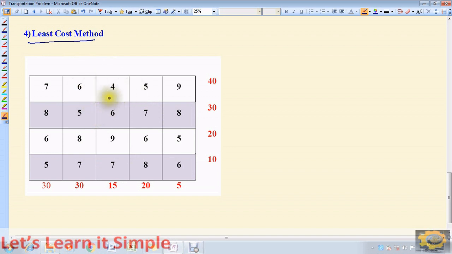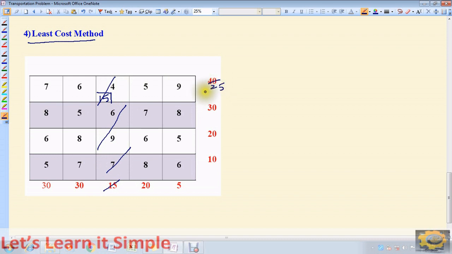So if you verify this, or if you check this, 4 is the least cost, which means I need to allocate here first. That is 7, 6, 4. If you start from here, row wise, 4 is the least. So I need to allocate here. Like in the previous method, we need to verify the corresponding values in the column as well as in the row. That is, if you compare 40 with 15, I need to allocate 15 here, which means the entire third column vanishes and this will become 25.